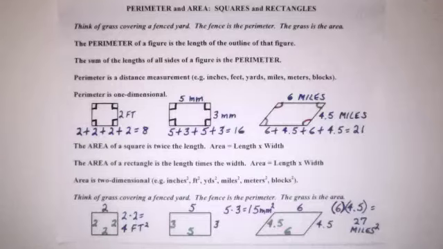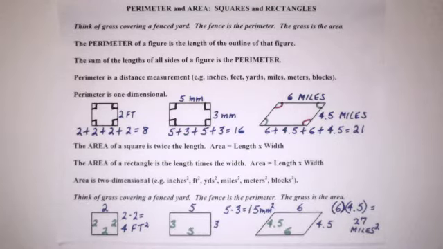This video is about the perimeter and area of squares and rectangles. I want you to think of grass covering a fenced yard. The fence is the perimeter, the grass is the area. You add to find the perimeter, you multiply to find the area.